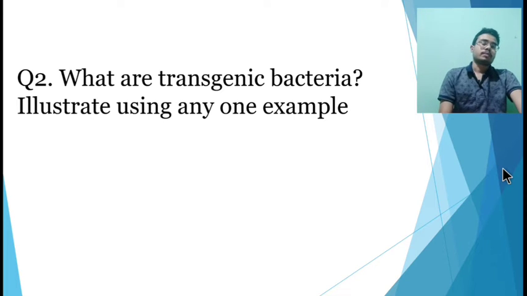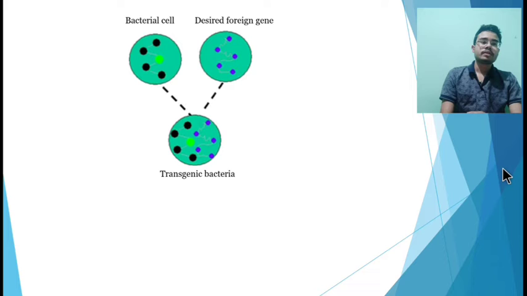Illustrate using one example. Now transgenic bacteria are not any special type or some species or else. Rather, it is a bacteria that contains some foreign genes. Suppose the top left cell is a bacterial cell and the right side cell is a cell that contains some desired genes. So what we do, we just put our desired gene into the bacterial cell to make it transgenic.